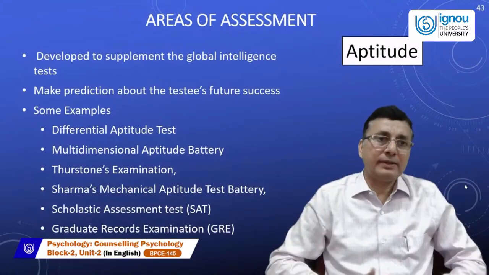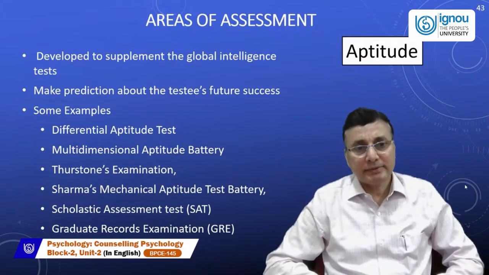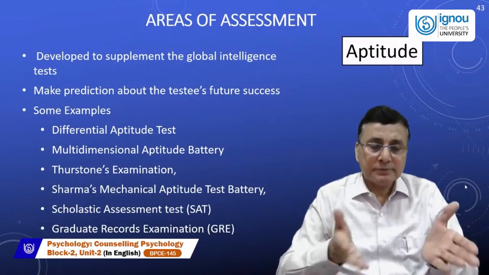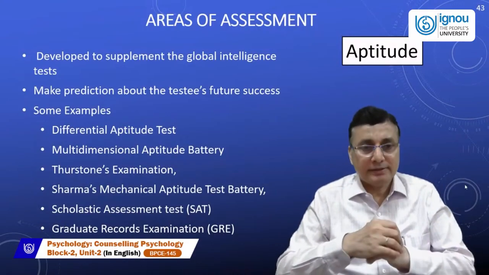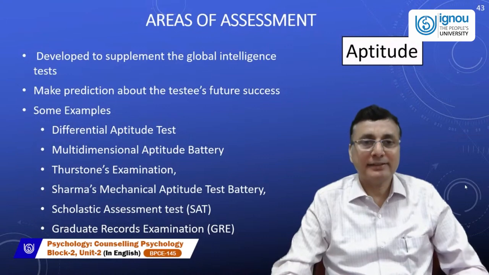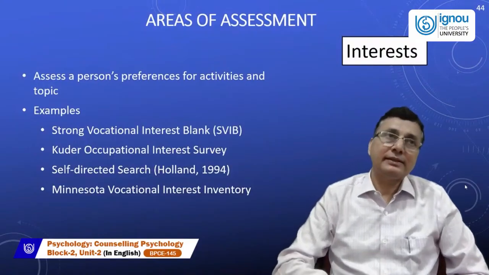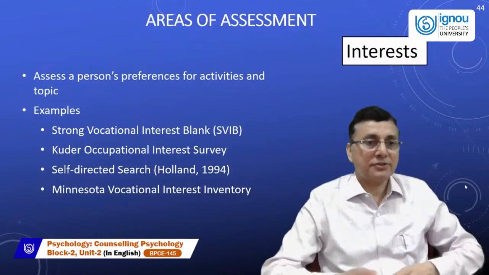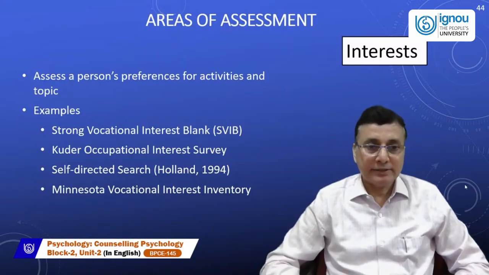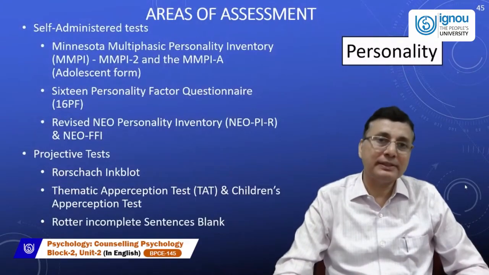For aptitude, there are various tests: Differential Aptitude Test, Multi-dimensional Aptitude Test Battery, Thurstone's examination, Sharma's Mechanical Aptitude Test. All these batteries basically help students in deciding their aptitude and in selecting particular papers or subjects in their further classes. There are certain tools related to interest, like Strong Vocational Interest, Kuder Occupational Interest Survey, Self-Directed Search, Minnesota Vocational Interest Inventory. You apply these scales, and you will get to know the interest of the client.